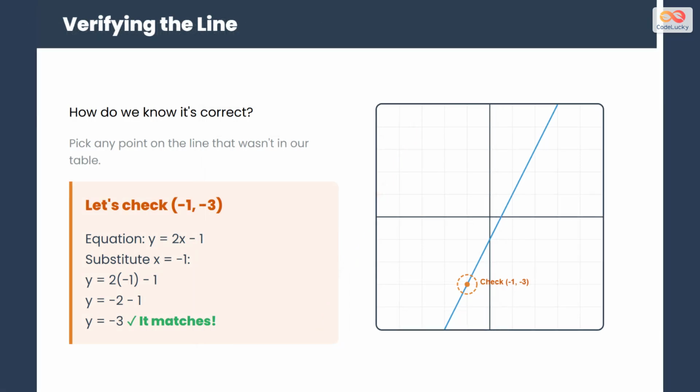How can we be sure we are correct? We can pick a point on our new line that wasn't in our original table, like (-1, -3). If we plug negative 1 into our equation, the math gives us negative 3. Since it matches, we know our line is drawn correctly.